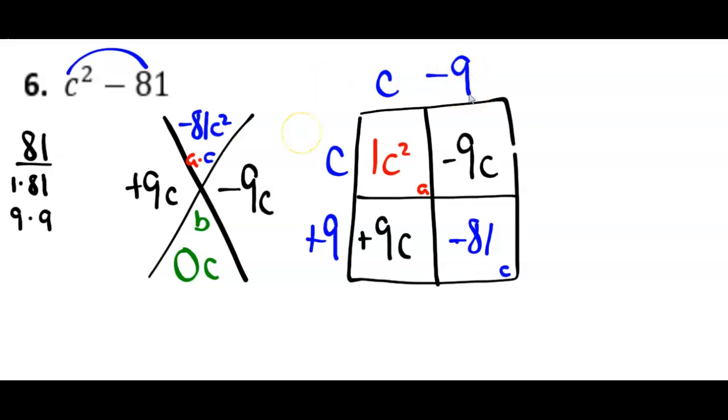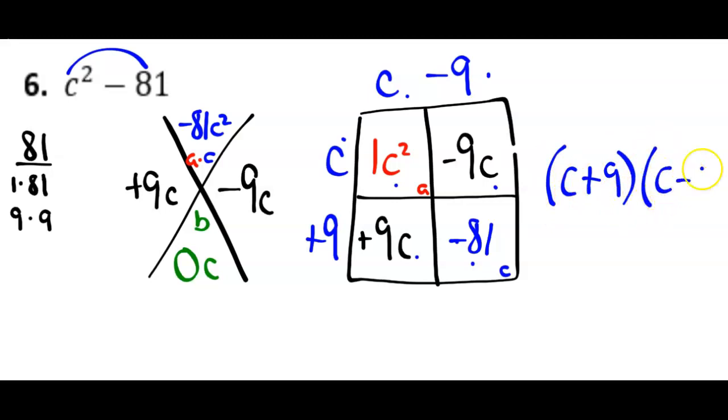c times c gives me c squared. 9 times c gives me 9c. Negative 9 times c gives me negative 9c. Positive 9 times negative 9 gives me negative 81. That's my answer.